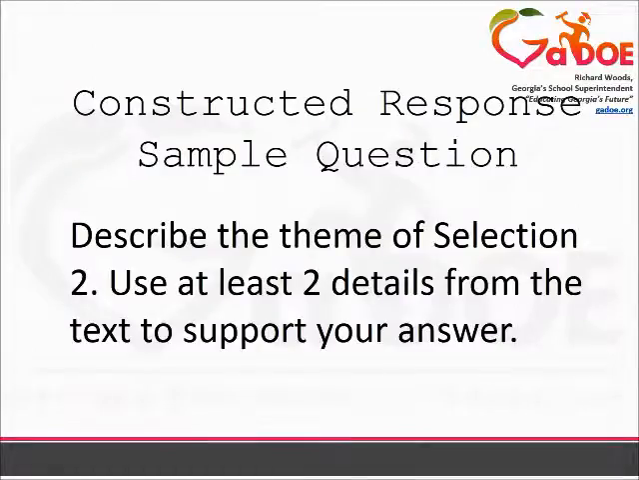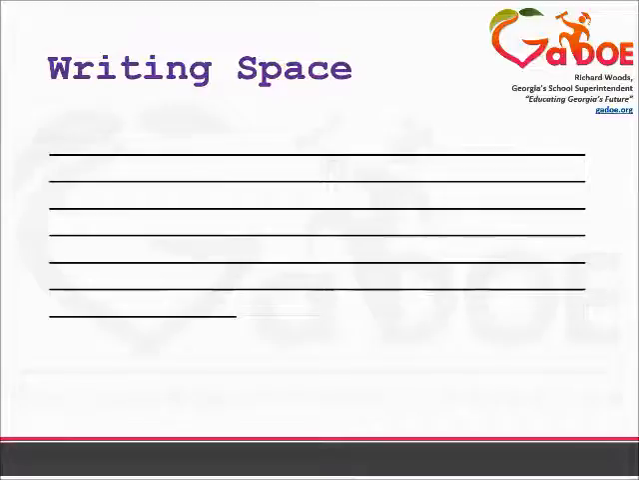A constructed response sample question might read, describe the theme of selection 2. Use at least 2 details from the text to support your answer. The students will be given a writing space on the test, and they will generate their answers and type them in the writing space provided, making sure that they go back to the text that they were reading and provide supporting evidence for their response.